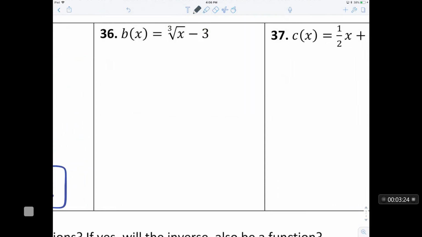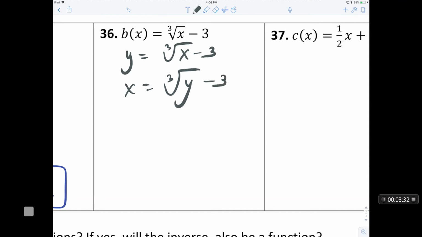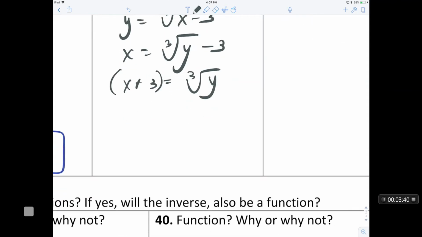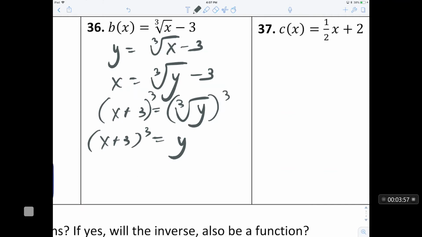36. Switch it to a y, have the cube root of x minus 3. Swap the x's and the y's. Alright, solve for y. I got x plus 3 is equal to the cube root of y. Now I need to cube both sides. So I have x plus 3 cubed is equal to y. And that's fine enough. If you'd like to expand that out, you can. I'll have the key up where it's expanded out. However, let me switch this back. We were working with b inverse, so this is going to be x plus 3 cubed.